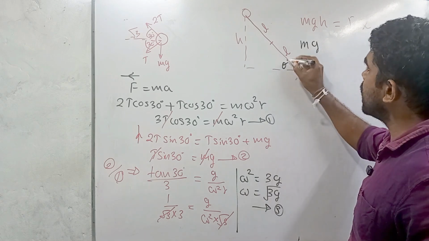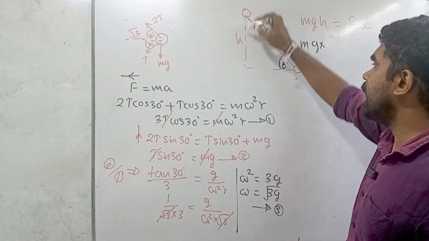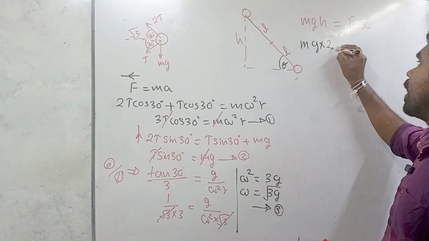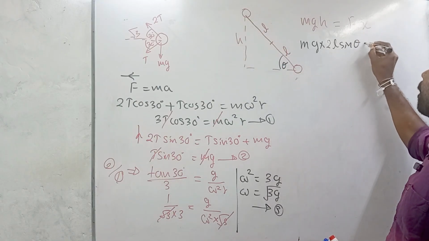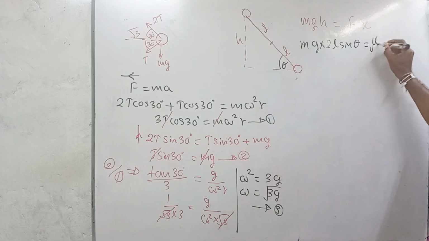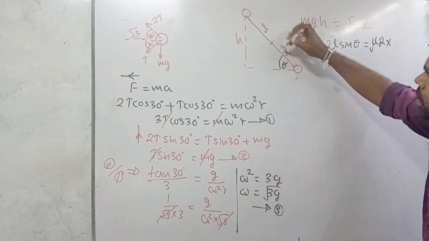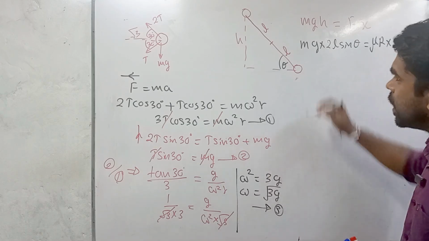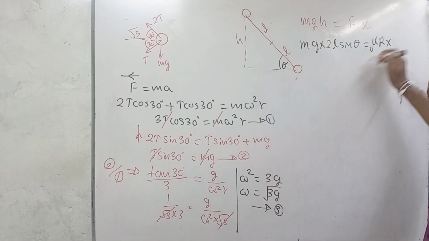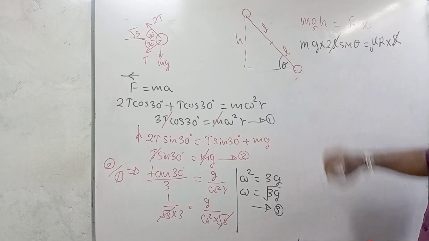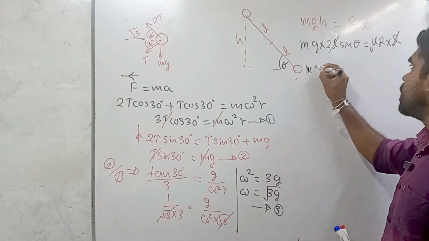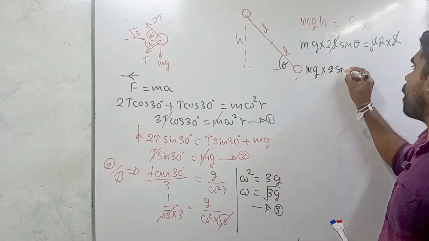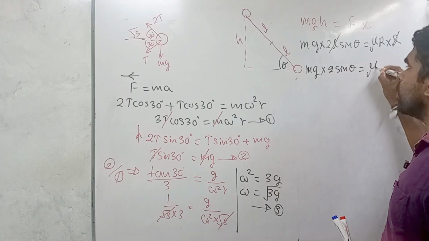mg, this angle is theta, therefore we can substitute h value as 2L sin theta. Frictional force is mu R. X is distance corresponding to the friction. Friction is acting on this part, therefore distance is L. We can cancel out L and L. mg into 2 sin theta equals mu R.